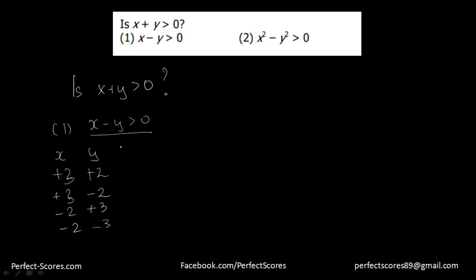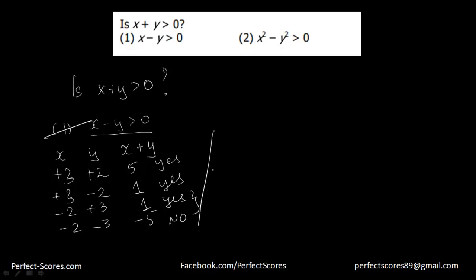Let's see what is x plus y. X plus y is 5 here, x plus y is 1 here, x plus y is 1 here, but x plus y is minus 5 here. I have a yes, I have a yes, I have a yes, but I have a no. Right? So you see the subtleness of the question, that only one possibility is giving you the answer, right? So that means over here the statement is insufficient because I'm getting a yes and I'm getting a no.